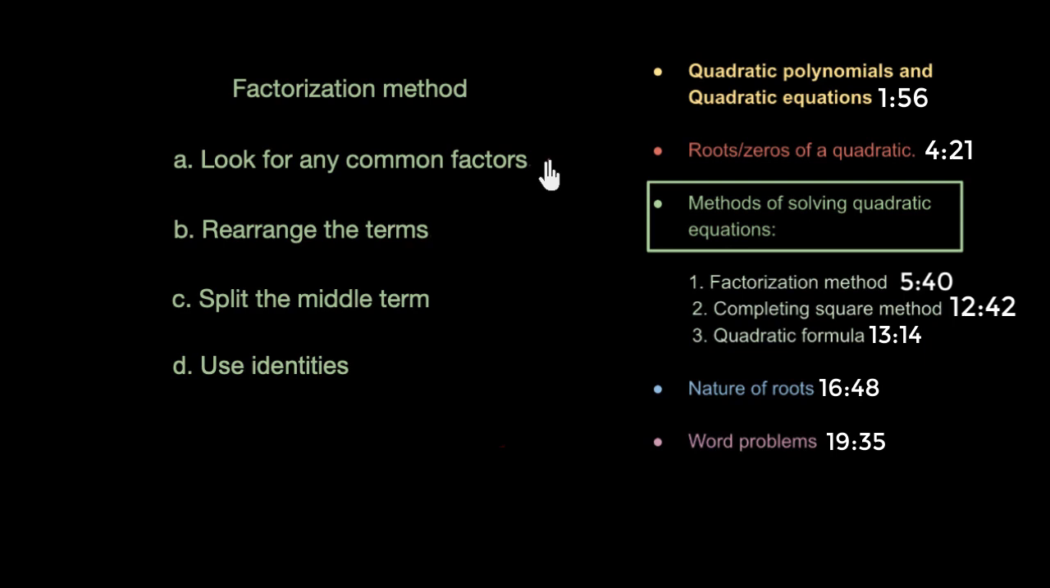Look for any common factors in the terms of the equation. Sometimes rearranging the terms can also help in factorization. Then we have splitting the middle term, and we'll see how do we do this. And sometimes using identities can also help in factorization. Let's look at them one by one to have a better clarity of what we are trying to do.